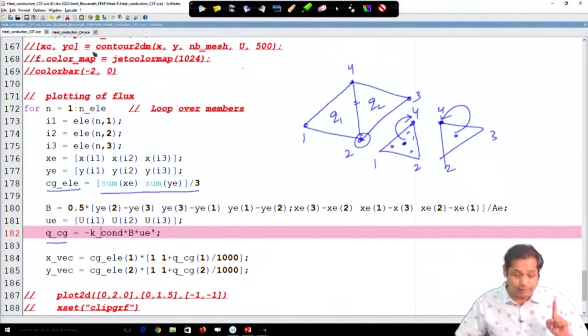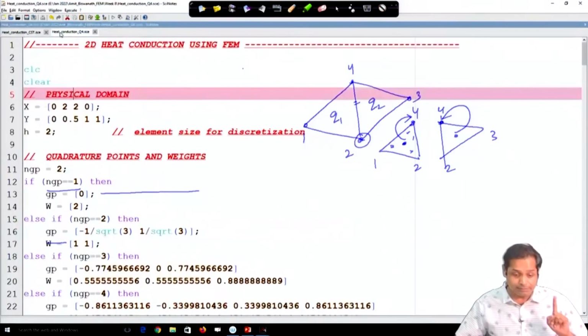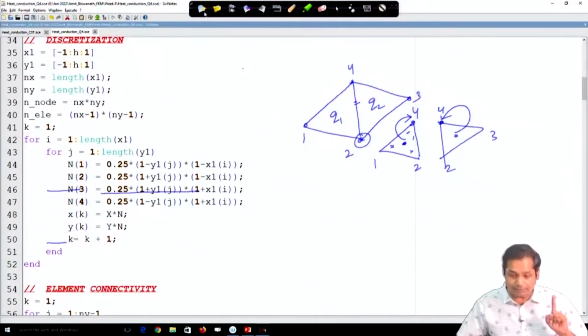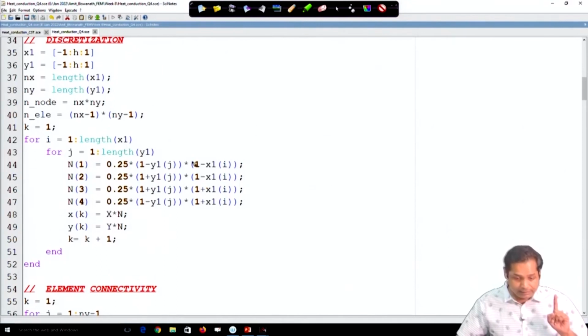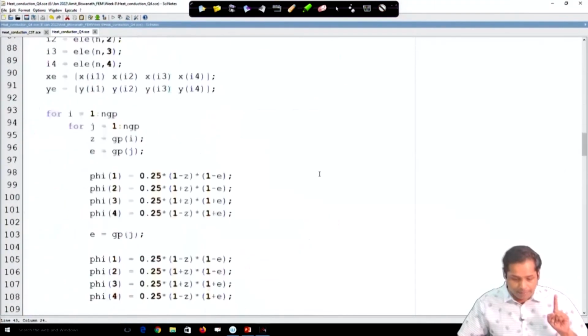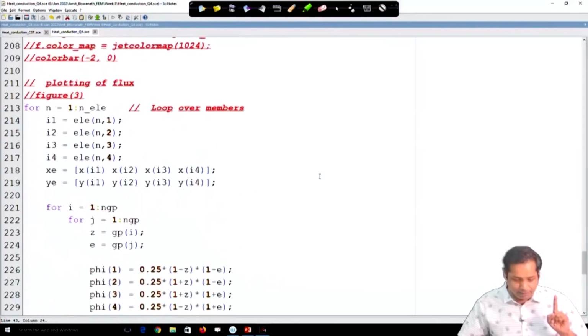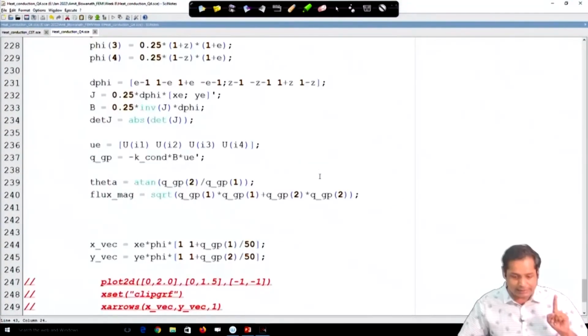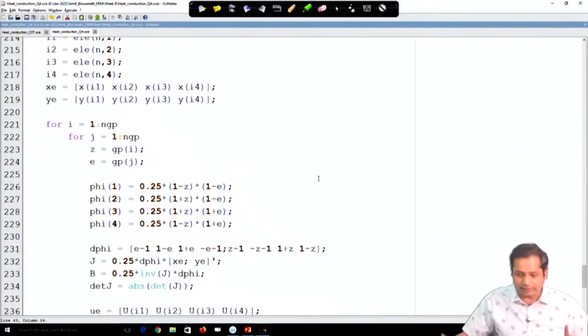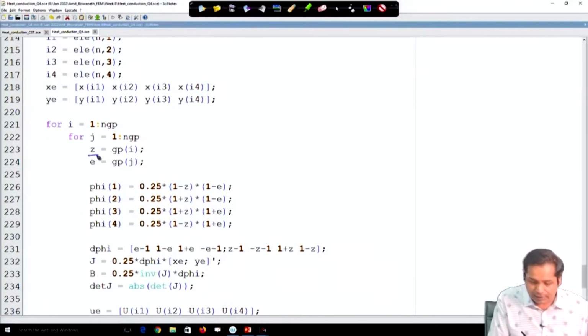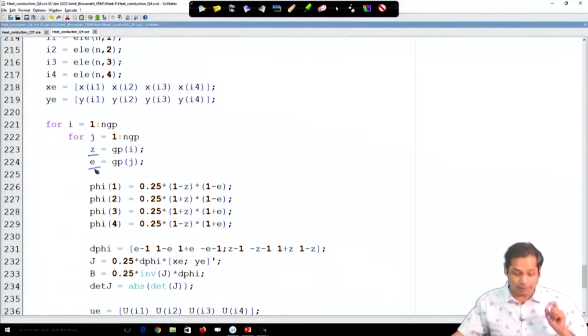But on the other hand, in the case of a quadrilateral element, it is plotted at the integration points, at all these integration points. Now we will see that.